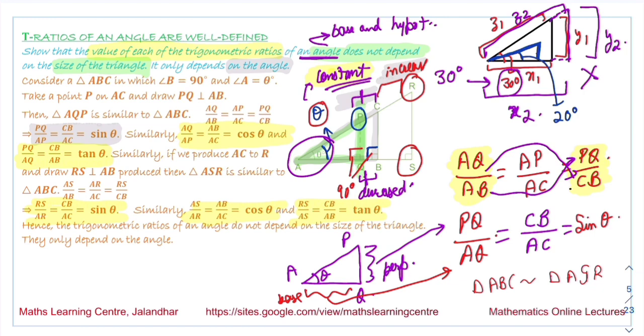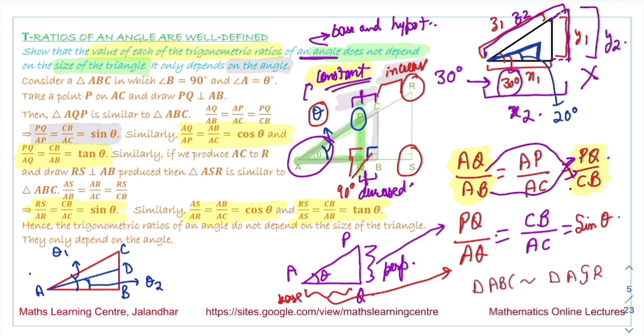So what we see from this is that the trigonometric ratios of an angle do not depend upon the size of the triangle. But suppose we have a right triangle over here, and we change this angle. This is the triangle ABC, the original triangle we have. Suppose the angle of this original triangle is theta 1, and the new angle we are talking about is theta 2.